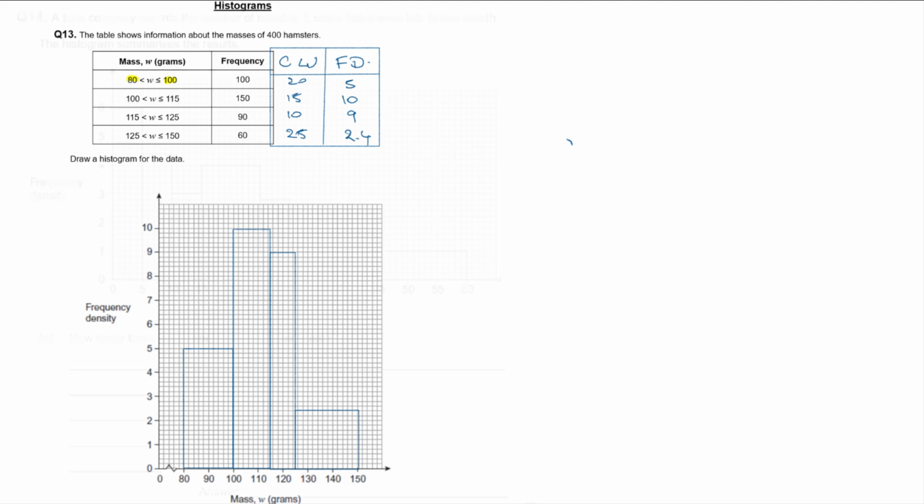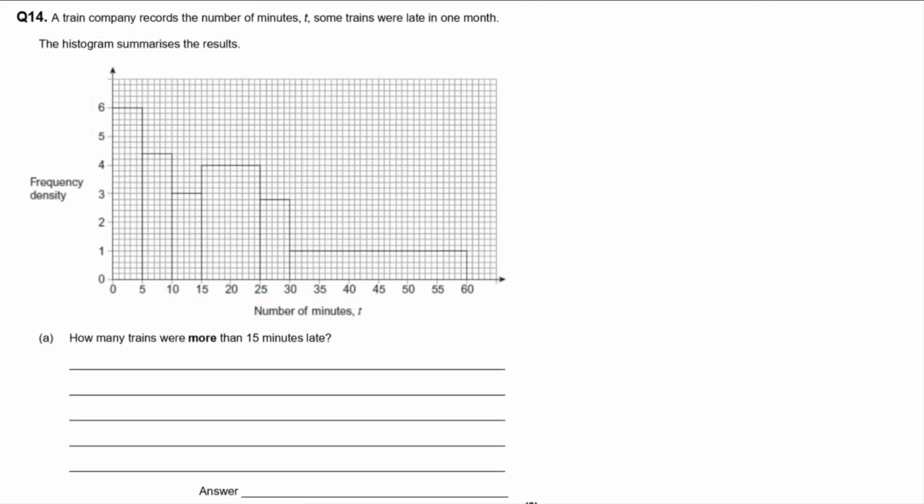It's looking good. Question 14, a train company records the number of minutes T some trains were late in 1 month. The histogram summarizes the results. Okay, so we've got frequency density up the side and number of minutes along the bottom. How many trains were more than 15 minutes late? Okay, so more than 15 minutes is going to be all of the bars to the right of 15, isn't it? So it's going to be this bar, and this bar. We need to know the frequencies of those 3 bars.